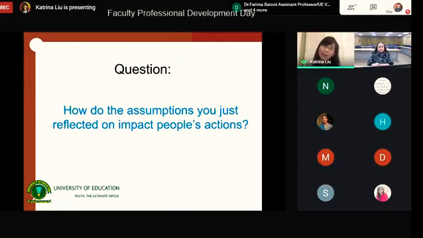So now again, I would like to pause 10 seconds again to continue to reflect. How do the assumptions you just reflected on, those common assumptions in your specific field, impact people's actions? No matter if it's dealing with patients or teaching art and music or teaching specific students in the classroom.